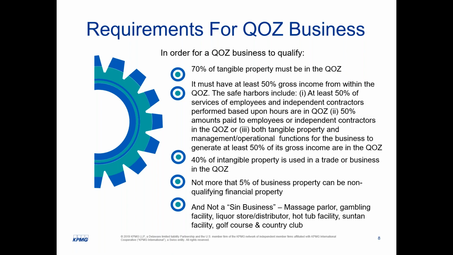There's a safe harbor here. The safe harbor looks to whether 50% of your hours by employees or independent contractors are performed in the zone, or 50% of the amounts paid to those people is in the zone. And then there's a more subjective test that looks to whether 50% of your gross income is related to the tangible property and management or operation functions happening in the zone. There's an intangible property test. 40% of your intangible property has to be used in your trade or business in the QOZ.